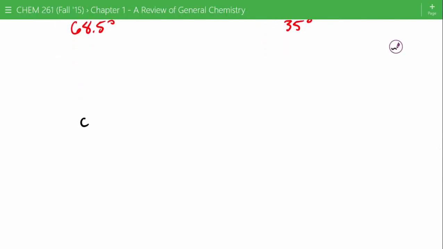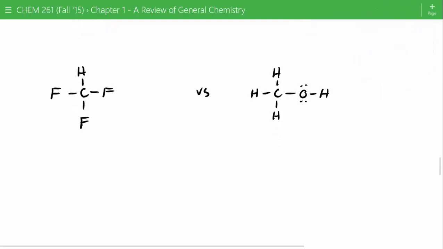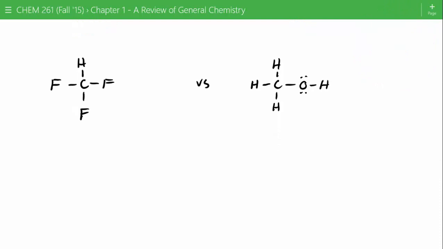So let's do this one versus this one. Compound on the left, what's the main intermolecular force? Dipole. Because it has a permanent dipole pointing down towards the fluorines. The hydrogen on the top isn't canceling it out. So in this case, it does have a permanent dipole.